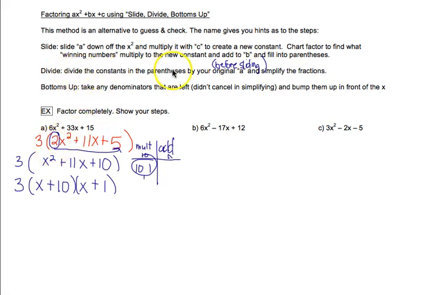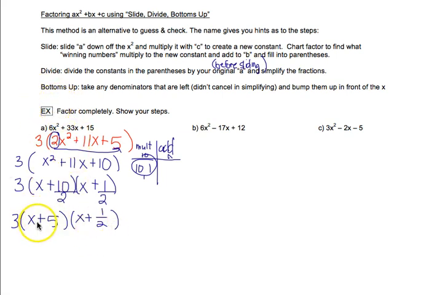It says divide the constants in the parentheses by that A. So I'm going to divide the constant here by my 2. Divide this constant here by my 2. And then it says simplify the fractions. So 10 over 2 simplifies to 5. 1 over 2 does not simplify, so it's in simplest form.